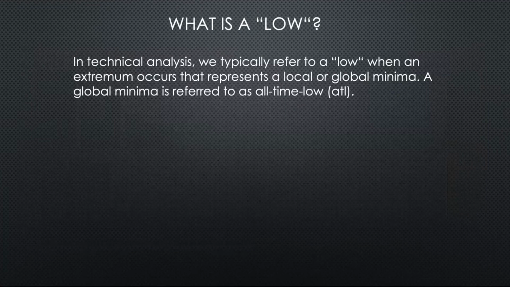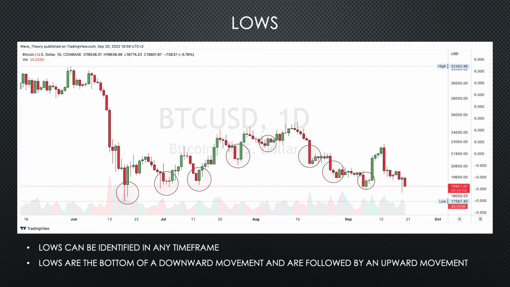What is a low? In technical analysis, we typically refer to a low when an extremum occurs that represents a local or global minima. A global minima is referred to as all-time low, or in short, ATL. Lows can be identified in any time frame, and they are always relative to the time frame.